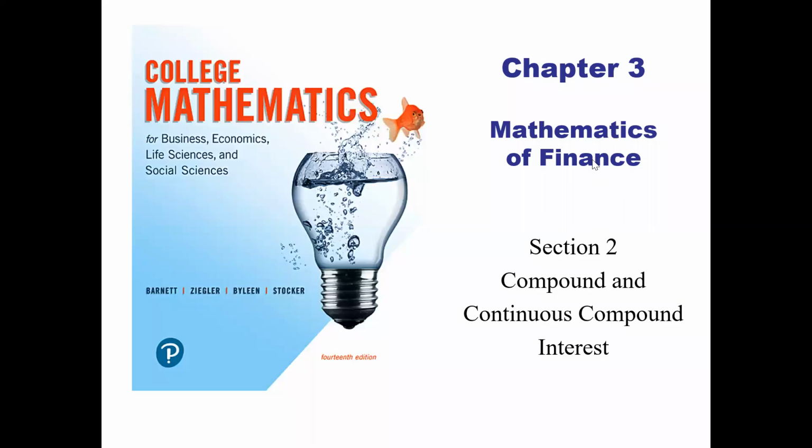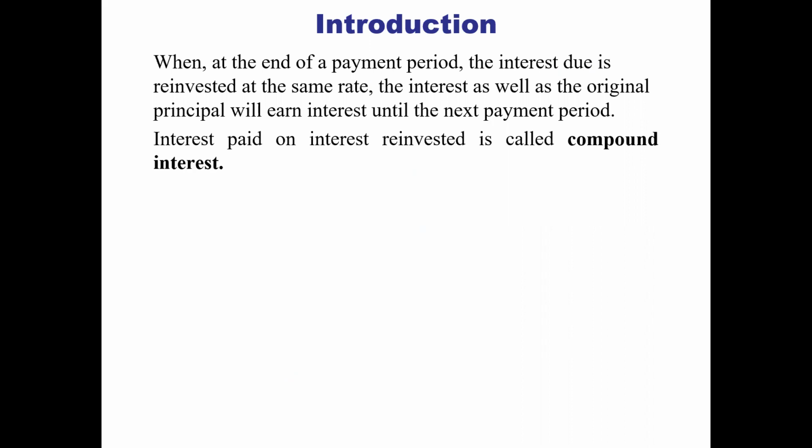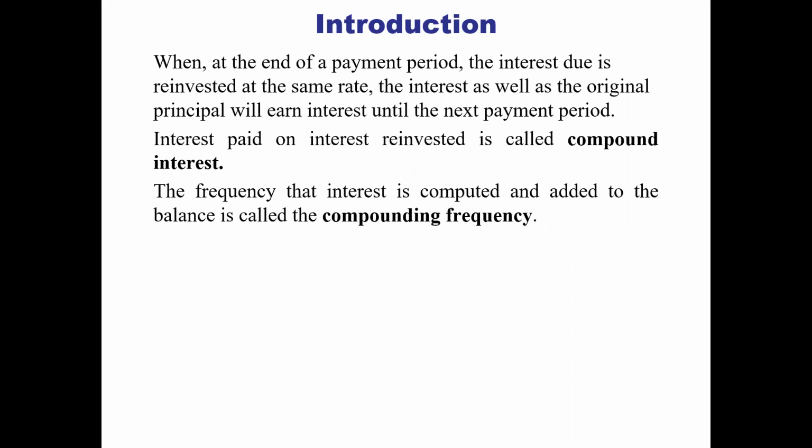All right, welcome to Chapter 3 and this is Section 2 on compound and continuous compound interest. So when at the end of a payment period, the interest due is reinvested at the same rate, the interest as well as the original principal will earn interest until the next payment period. This interest paid on interest reinvested is called compound interest.